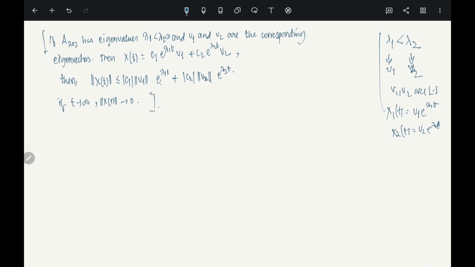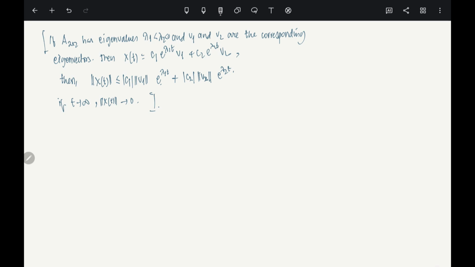Now the question is: can you do a similar thing when you have a repeated eigenvalue, or a complex eigenvalue? In that case, you have to look at the real part. I want you to check this yourself. Please do that. Fine, this is one of the parts.